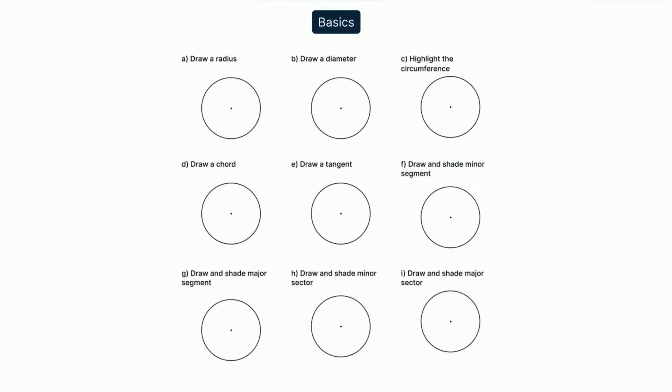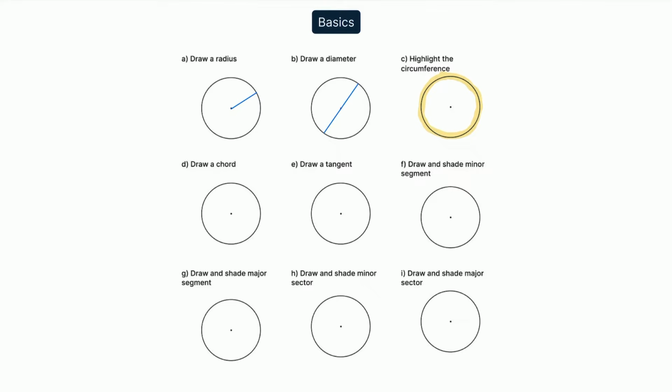So we're going to start off with the basics of circles. To draw a radius is just a line from the center of the circle to the circumference. So that is called a radius. A diameter is a line from one end of the circumference to the other end. So it touches the circumference on either side and it passes through the center. Now the next one is the circumference. So the circumference is this outside line there. That is what we call the circumference.